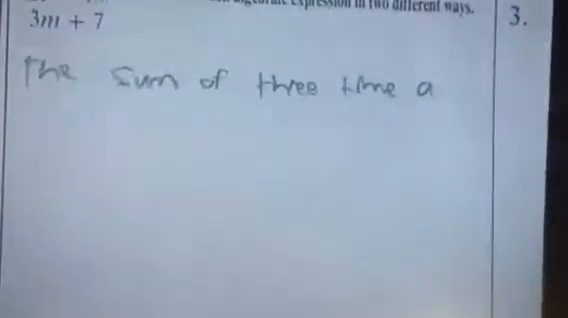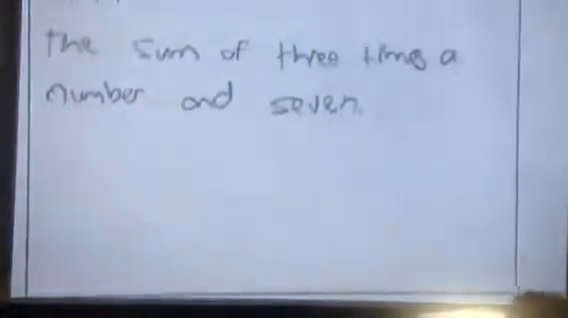This says to use words to write each algebraic expression in 2 different ways. So I see 2 operations, multiplication and addition. Okay? One way I could write this is the sum, meaning addition, the sum of 3 times a number, an unknown number, that's what that variable, the sum of 3 times a number and 7. That's one way I could write it.